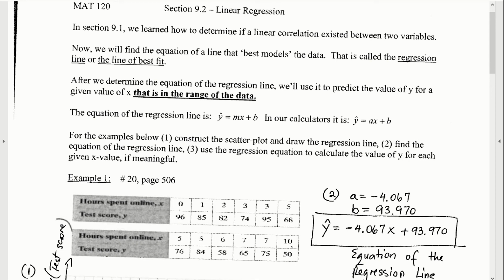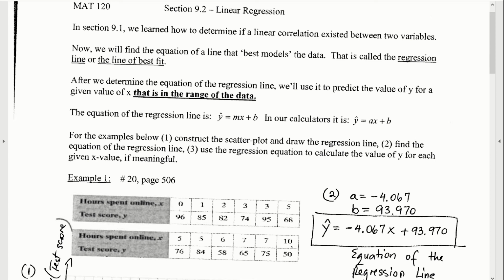In section 9.2, we're going to look at linear regression. In 9.1, we learned how to determine if a linear correlation existed between two variables. Now we will find the equation of a line that best models or best fits the data. This line is called the regression line, or the line of best fit. After we determine the equation of the regression line, we'll use it to predict a value of y for a given value of x that is in the range of the data.